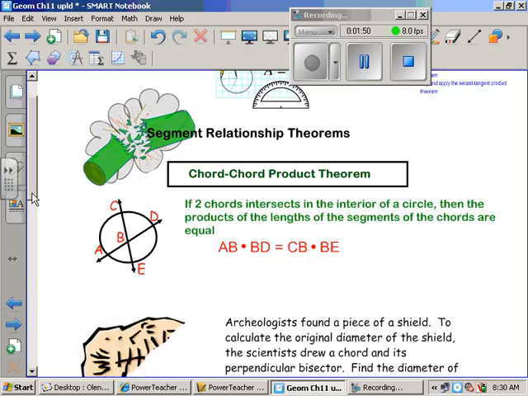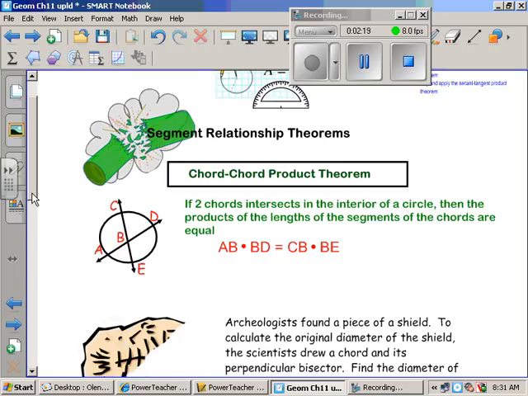But today we're just working out the lengths of segments inside the circle and outside the circle. Okay? The first theorem is the chord-chord product theorem. So that's going to talk about two segments that are inside the circle, right? Because the chord isn't allowed to go out. So the chords would be CE and AD, right?